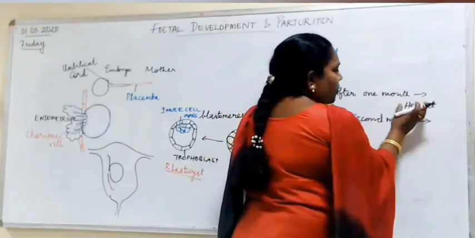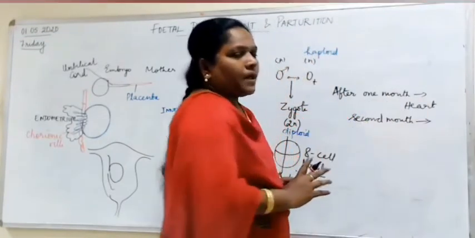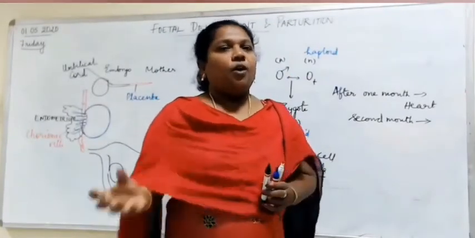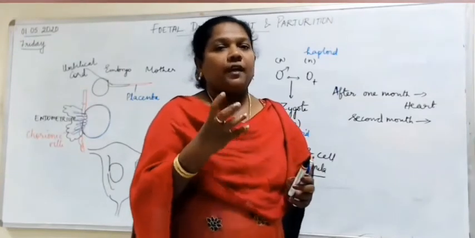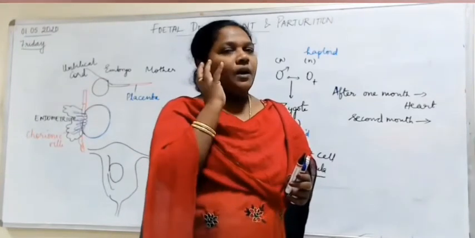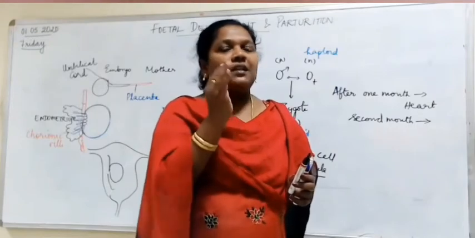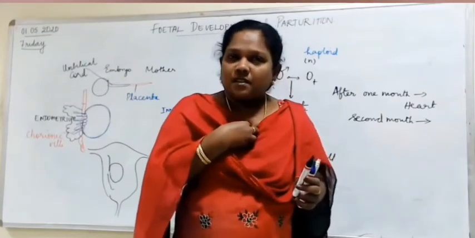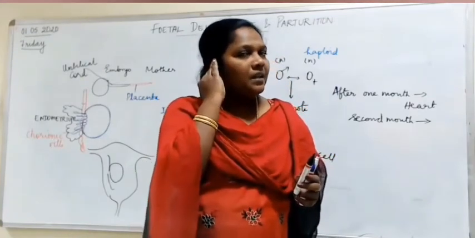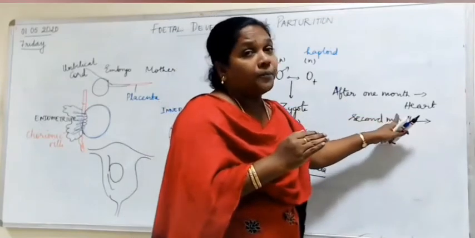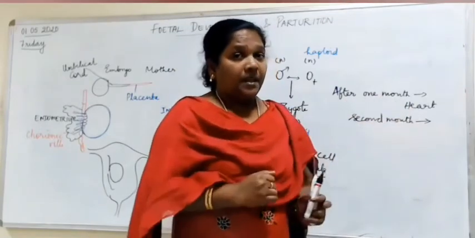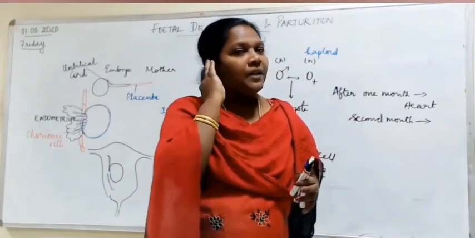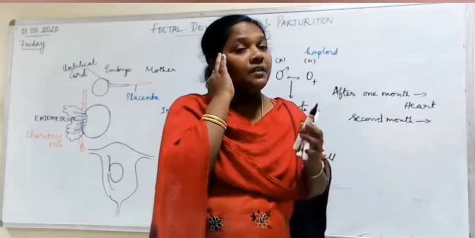Before that, after the 1 month of the heart, during the second month, the first sign of the growing embryo can be identified or realized when you listen very carefully with the help of a stethoscope. Can you understand? With the help of a stethoscope, you will be able to hear the heart sound of the embryo. After the 1 month, the heart is being developed. After that, during the second month, what will happen? With the help of the stethoscope, you will be able to hear the heart sound of the developing embryo.